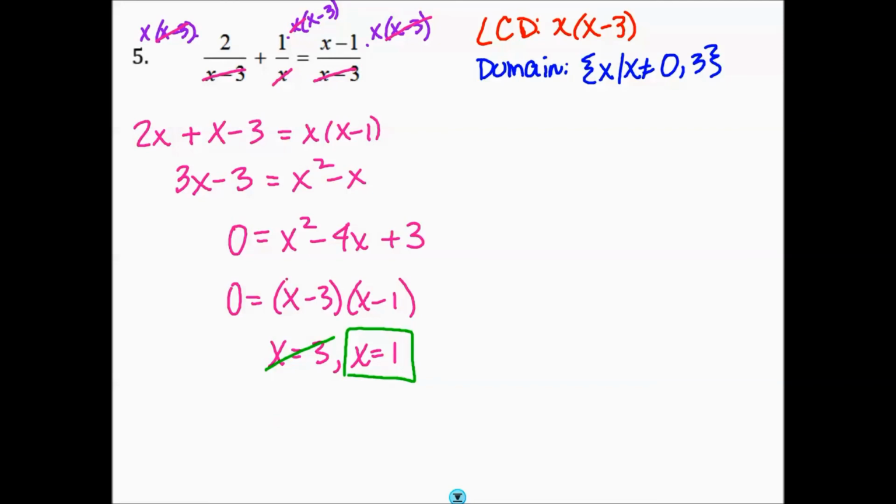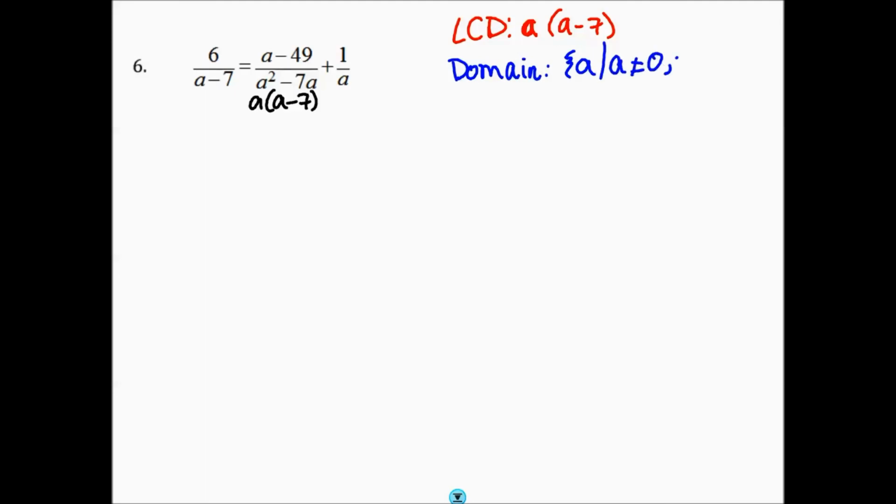Let's look at one more example. Again, we need to start by factoring the denominators. So I can factor out an a here. Then if we find our LCD, that'll be a times a minus 7. If we set that equal to 0 and solve, we get that a cannot equal 0 or 7. Now we need to multiply each fraction by the LCD.